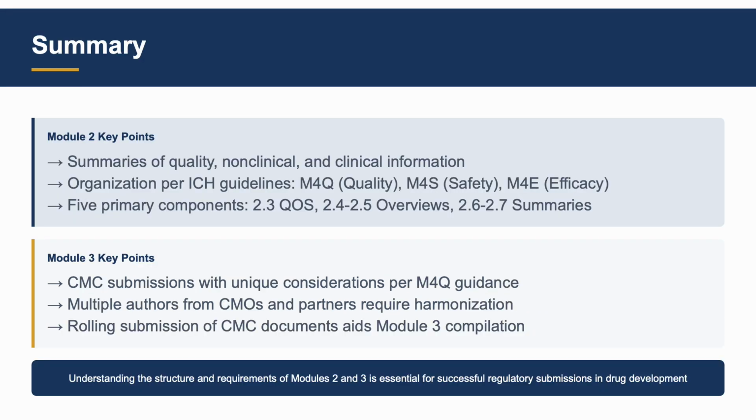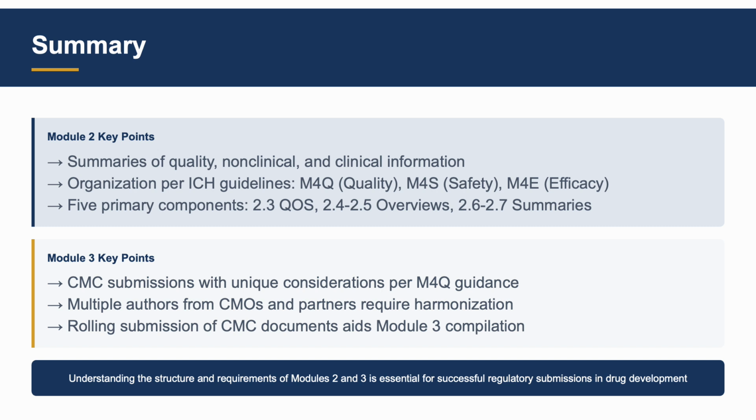As we conclude today's lecture on eCTD Modules 2 and 3, let us review the key points we have covered and their significance for your work in regulatory affairs. Module 2 contains summaries of quality, non-clinical, and clinical information that provide reviewers with an efficient way to understand your submission. The organization and content of Module 2 summaries is defined by 3 ICH guidelines: M4Q for quality, M4S for safety, and M4E for efficacy.